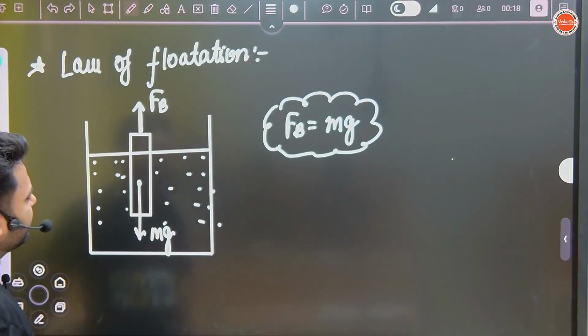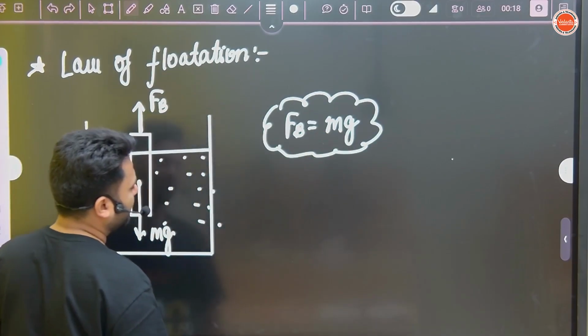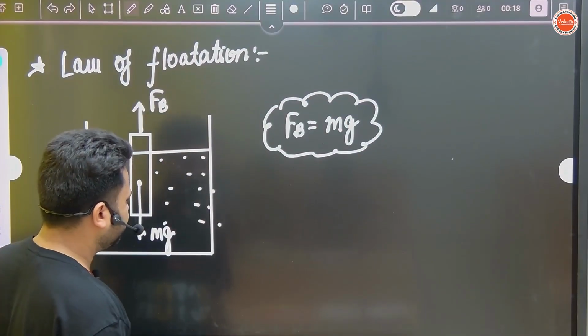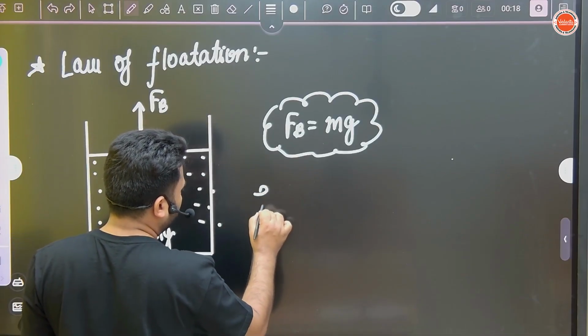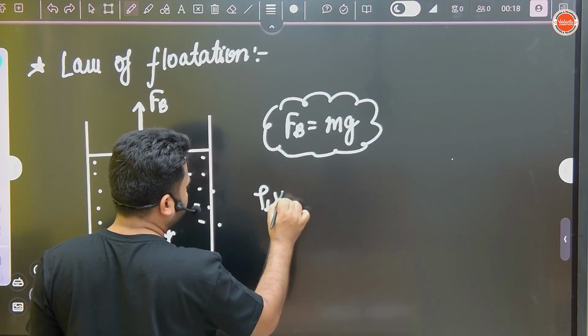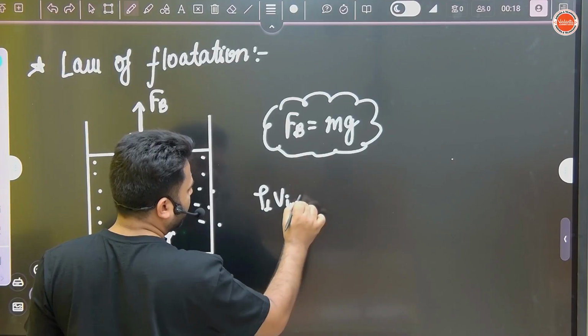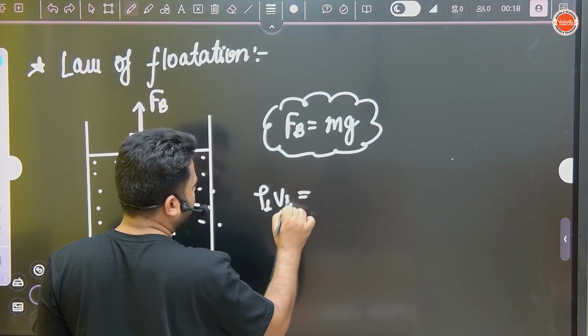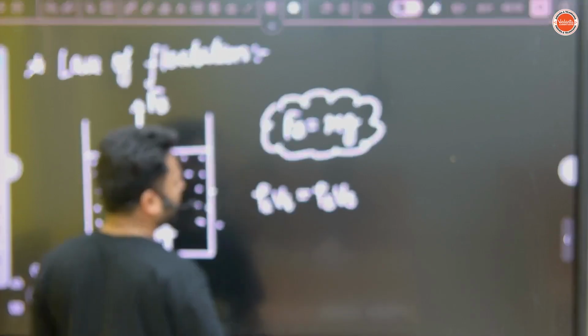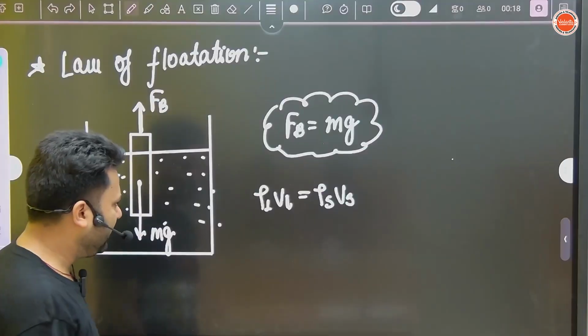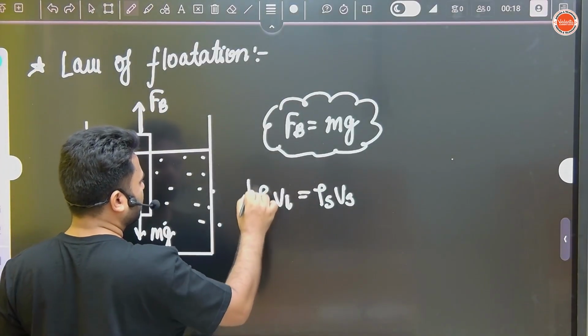Now, if you solve this, if you put the values, what will you get? Rho 1 V1 equals rho S Vs. I will explain what this is. Rho 1 V1 equals rho S Vs.